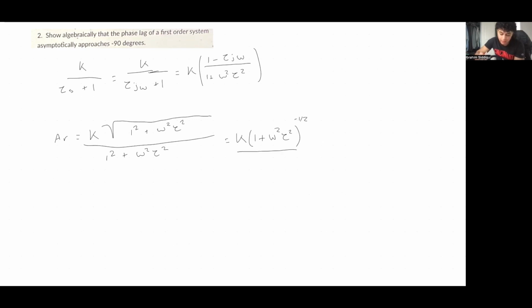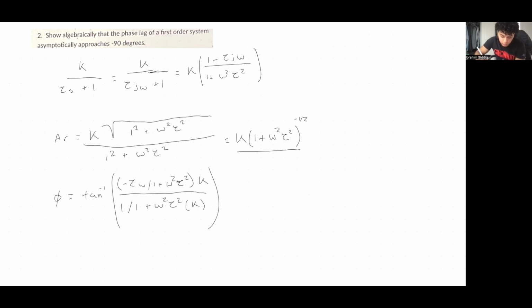From this point, we want to look at the phase of the system. Looking at the phase, we're going to start with phi, and phi is going to be equal to the inverse tangent of, on the top, negative tau omega divided by 1 plus omega squared times tau squared, multiplied by K. And on the bottom, we'll get 1 divided by 1 plus omega squared times tau squared, and again multiplied by K.